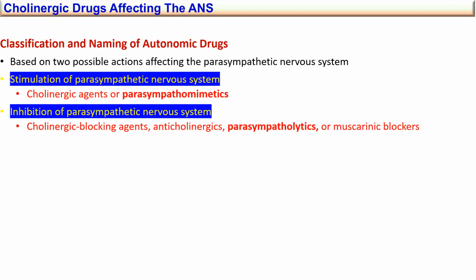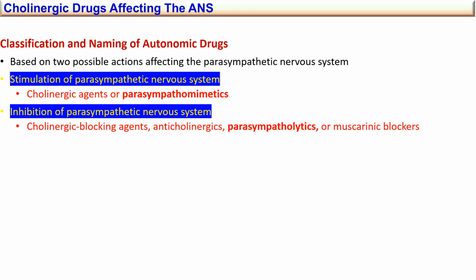The stimulation of the parasympathetic nervous system: these medications are called cholinergic drugs or agents. It's exactly the same as parasympathomimetics. Parasympathomimetic is quite a long term, but it means exactly the same as cholinergic. When it's a cholinergic agent or drug, it's the same as a parasympathomimetic agent.